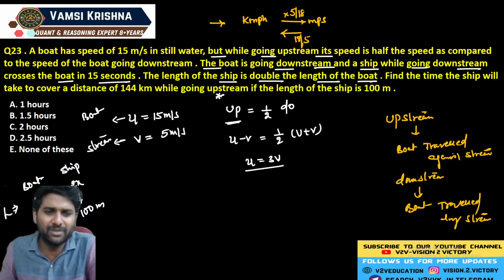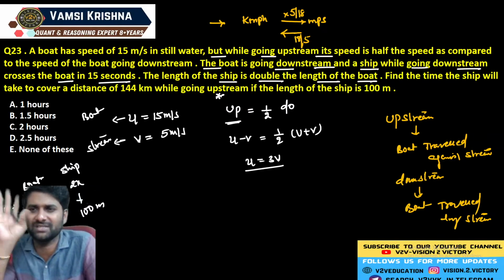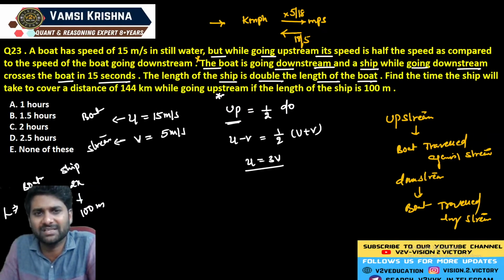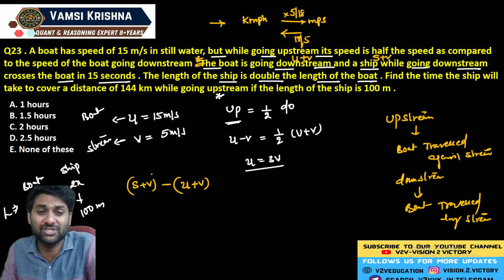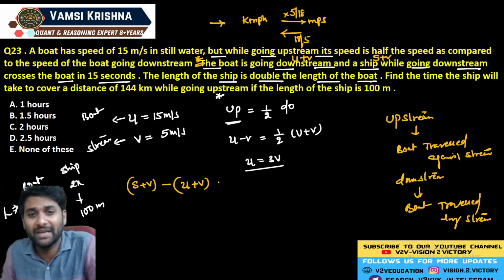So we know this value. Most of the information is available; you should understand it. Now just go through this data, and then you can get the speed of the ship. The boat is going downstream, which means u plus v, and the ship going downstream I take as s plus v. Both are traveling in the same direction, so the relative speed is a subtraction. So we get u plus v and s plus v, because the ship crosses the boat in 15 seconds.